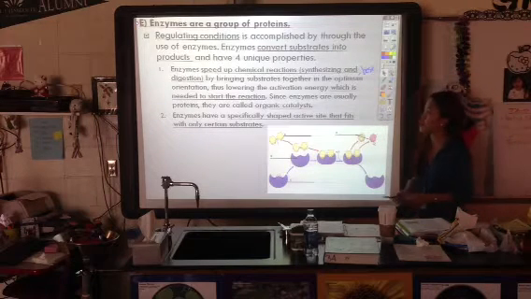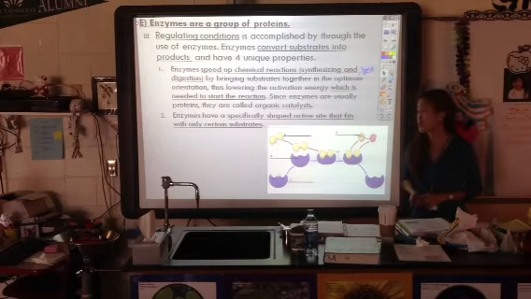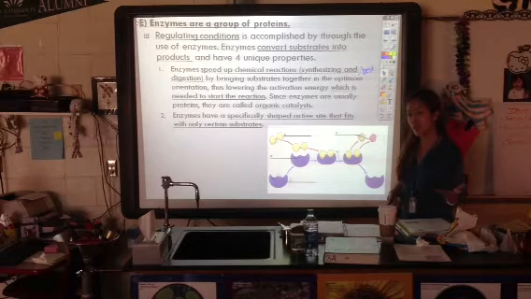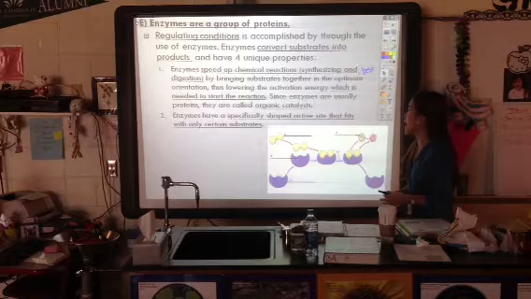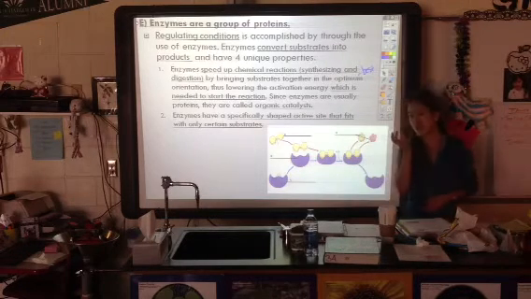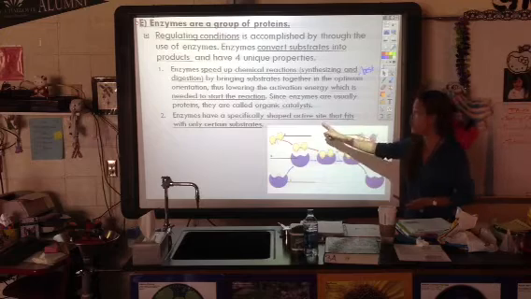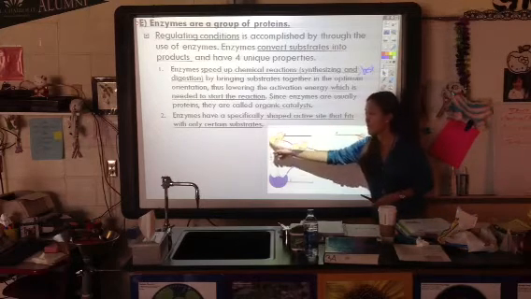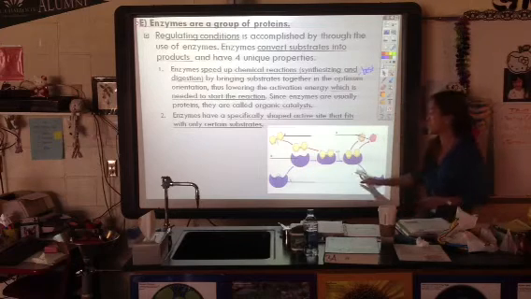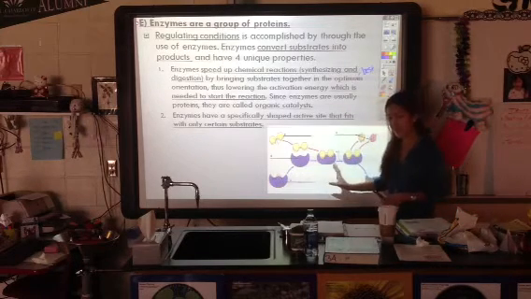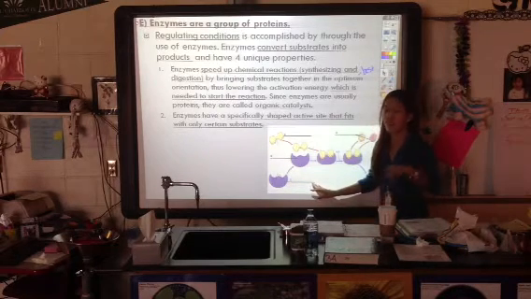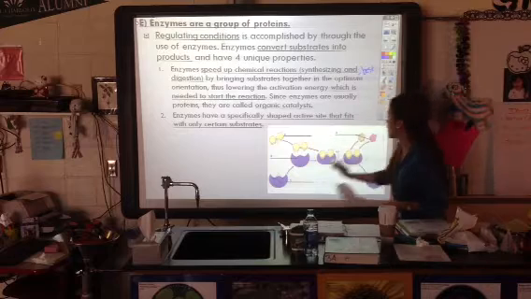The second property is that enzymes are very specifically shaped. Remember we talked about proteins, and proteins are very specifically shaped. And so the same thing for our enzymes. Our enzymes are going to have a specific shape called its active site, where only very specific substrates can fit inside of it. So in this picture, if you look at part C, you have the same diagram in your notes. If you look at structure C, that's going to be your enzyme.